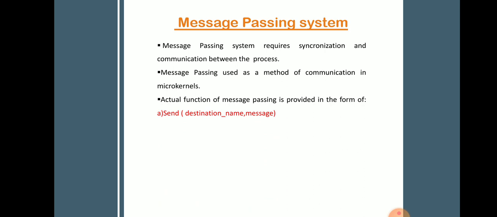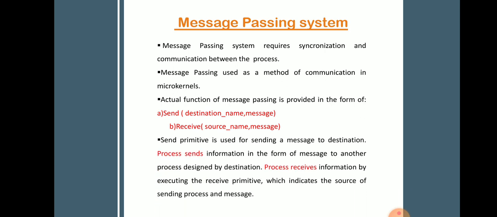Now the first form is to send the message to a destination and receive the message from a source. Sending primitively sends the message to the destination. The process sends information in the form of a message to another process designated by a destination. A process receives the information by executing a receive primitive, which indicates the source that is sending the process and messages.